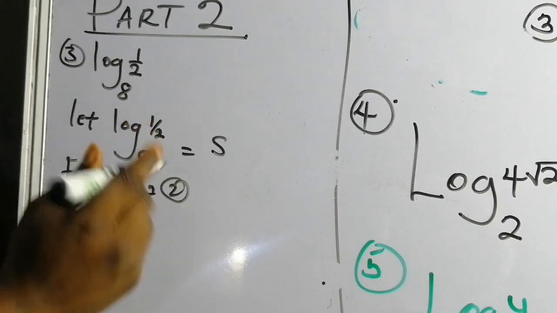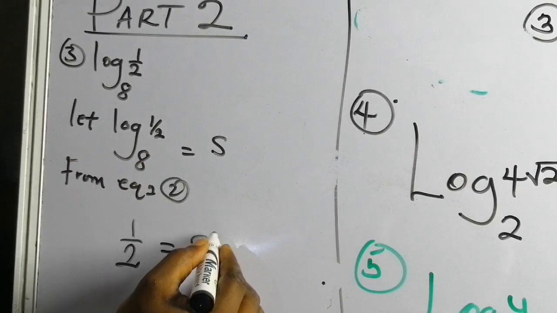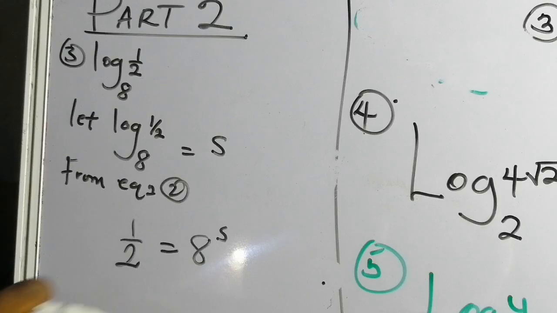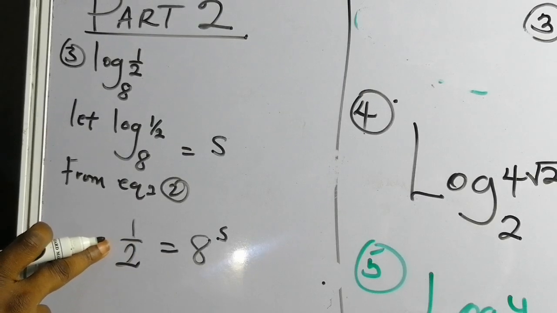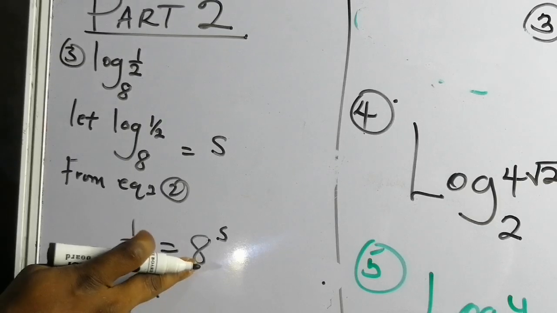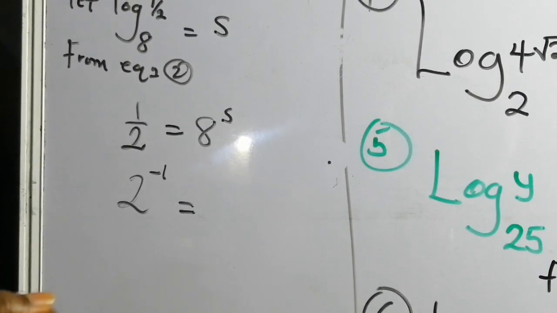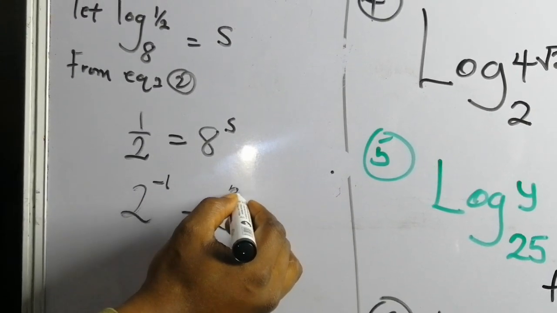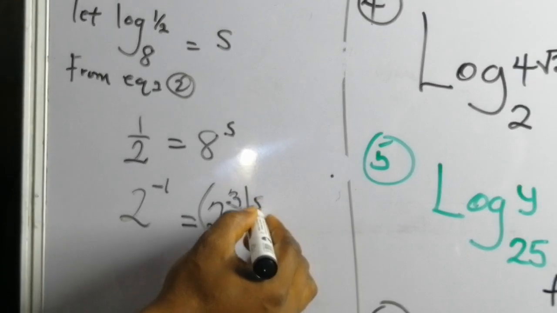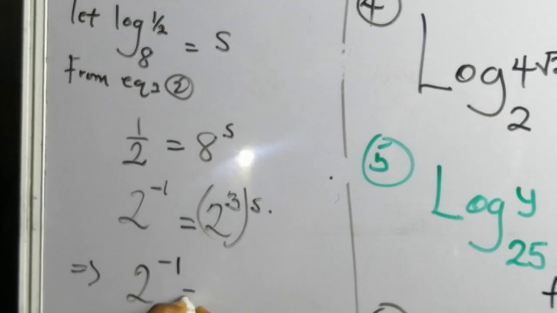So it means that my n here is half. Half equals 8 raised to power what? X. My a is 8, my y is X. From the negative index law under indices, this is 2 raised to power minus 1 equals, how many times will I multiply 2 to give me 8? 2 times 2, 4, 4 times 2, 8. That is 2 raised to power what? 3 into what? X.